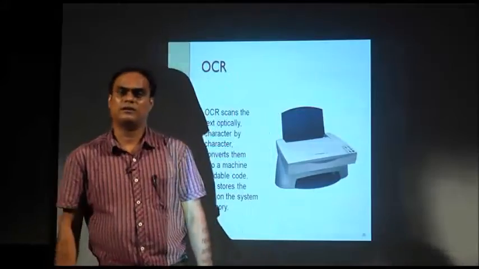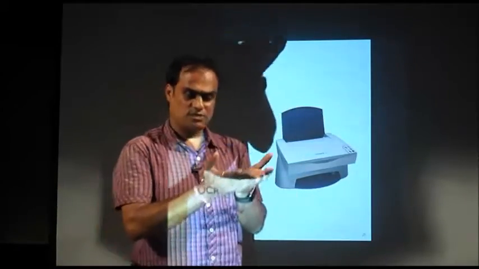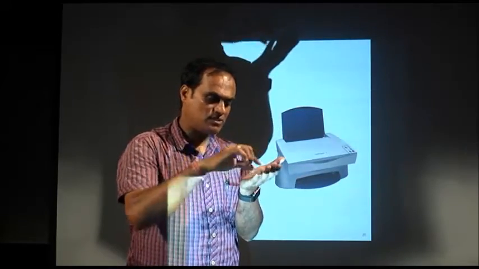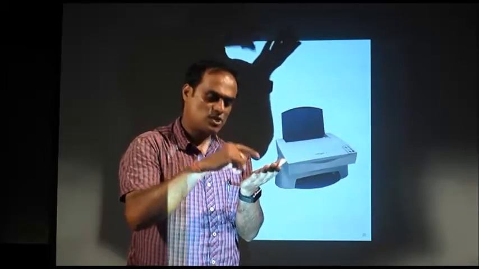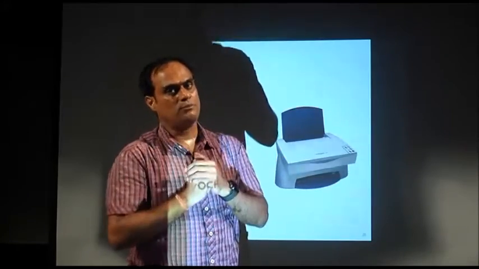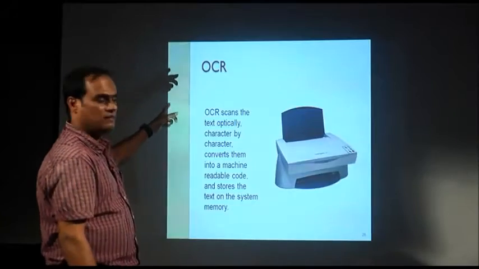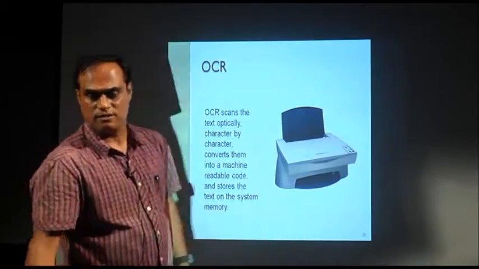Like that, OCR is the same type of device connected to the computing system. Whatever text we give to the optical device, it reads character by character, stores it, and sends it to the computer as input. So this is the optical character reader.